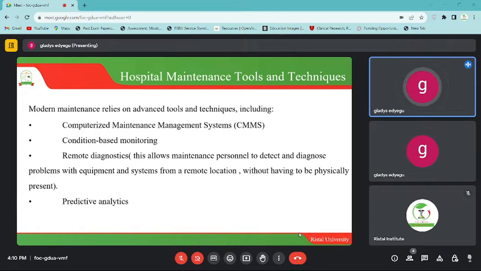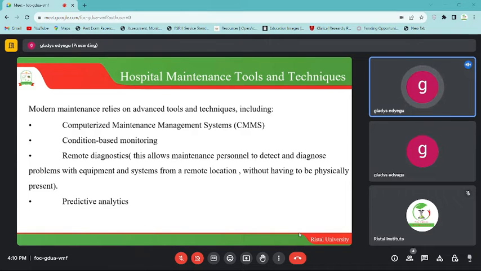So they use a condition-based monitoring tool or technique to help them in maintenance and repair of the different systems. Then you have remote diagnostics. When you look at the word remote diagnostics, it means something that is done from a distance. This is maintenance whereby the person detects and diagnoses the problem with the equipment and the systems from a remote location. He's very far from the hospital, but he's able to understand the problem which might have happened with the machine when you explain to him, without having to be physically present in the hospital. This is what they call remote diagnostics.